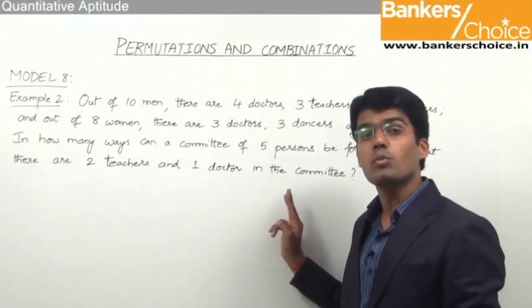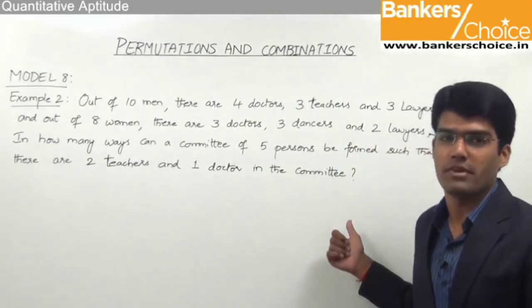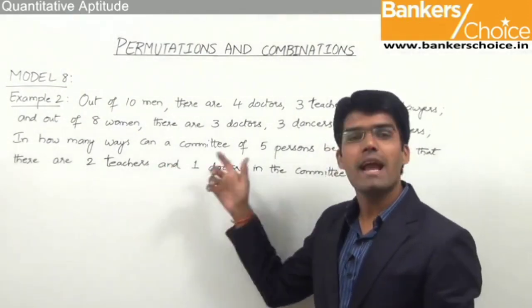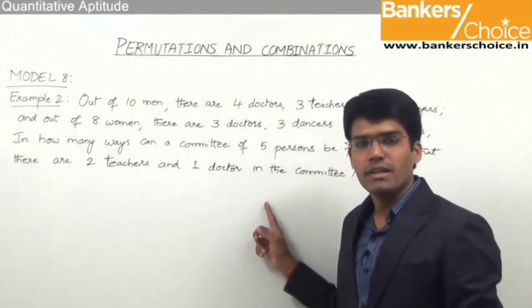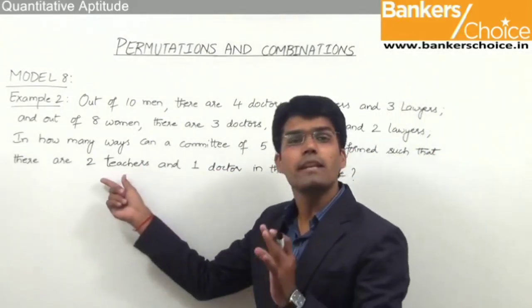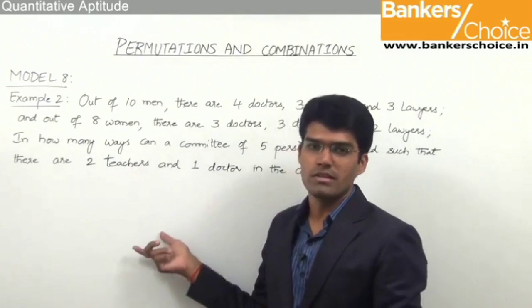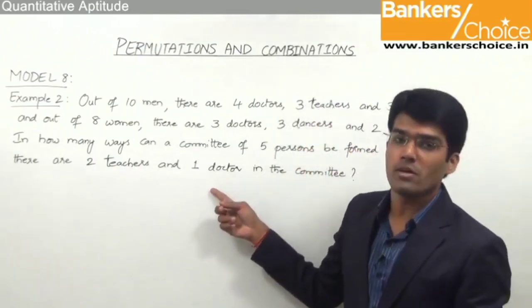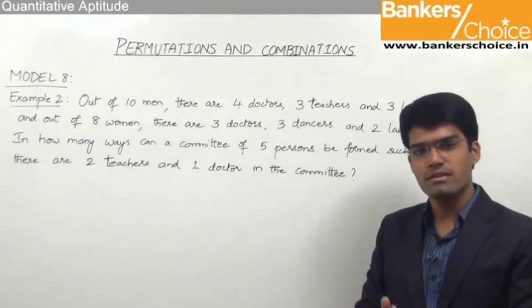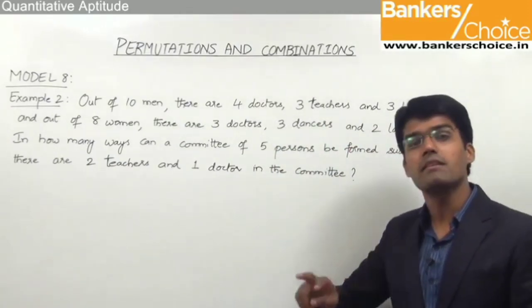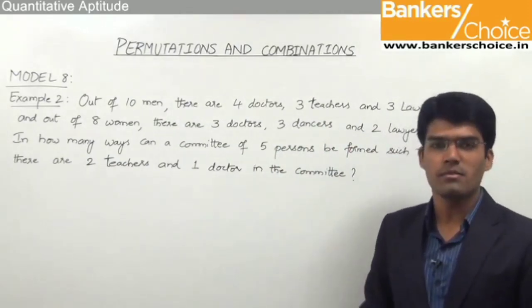Now understand friends, here it is given that there should be 2 teachers and 1 doctor. That means the remaining 2 persons can be of any other profession, but there must be 2 teachers and 1 doctor. And also, whenever such a condition is given, understand that there can be only 2 teachers. We cannot take more than 2 teachers. And likewise, there can be only 1 doctor. We cannot take more than 1 doctor. So there has to be exactly 2 teachers and exactly 1 doctor in the committee, and remaining 2 persons can be of any other profession.